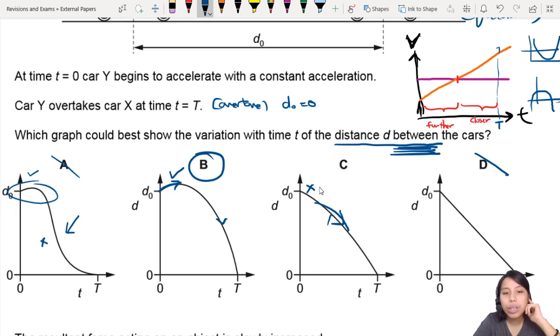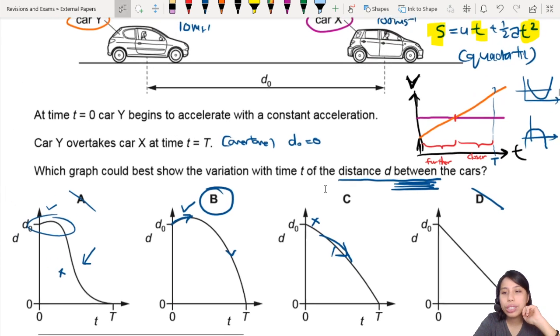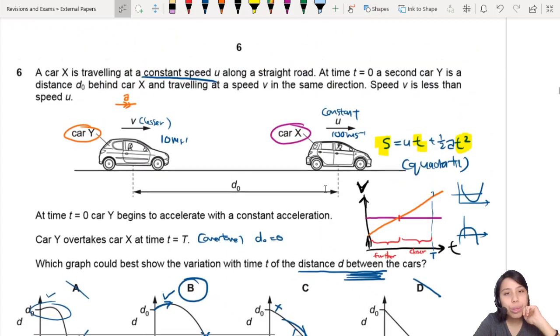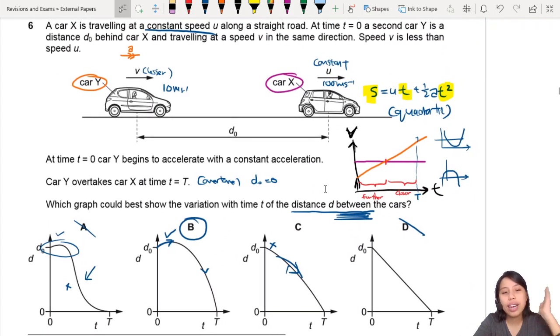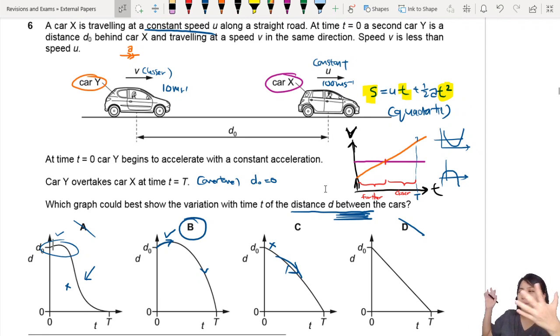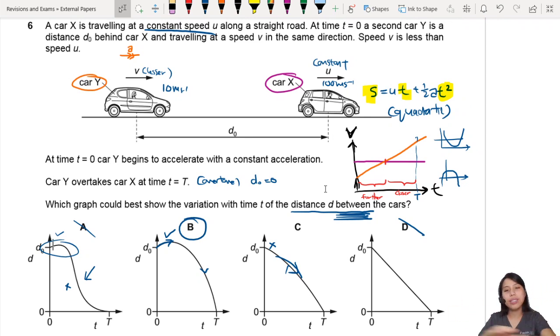Okay, so that is it for this question. If you have any doubts, comments, just throw them down below. Ask your friend, ask a teacher, ask someone. But make sure you know how to think of this whole scenario of two cars overtaking each other. It is almost always true for scenarios like this.